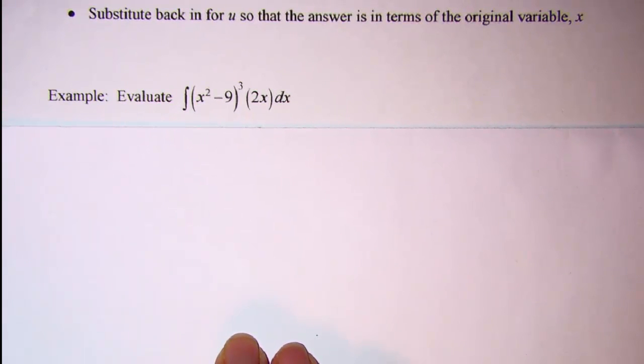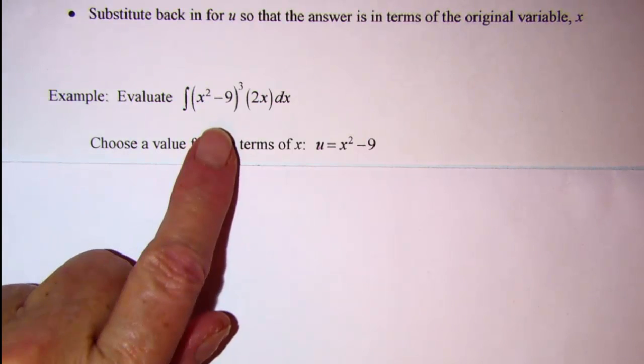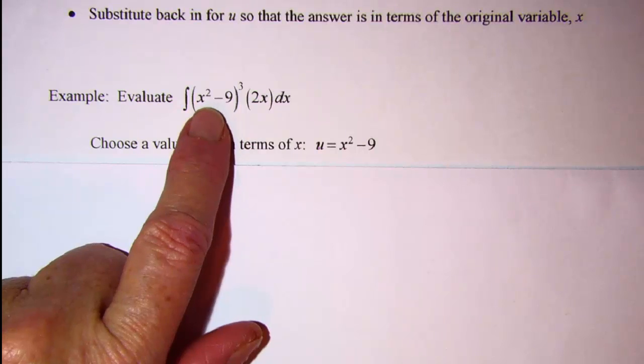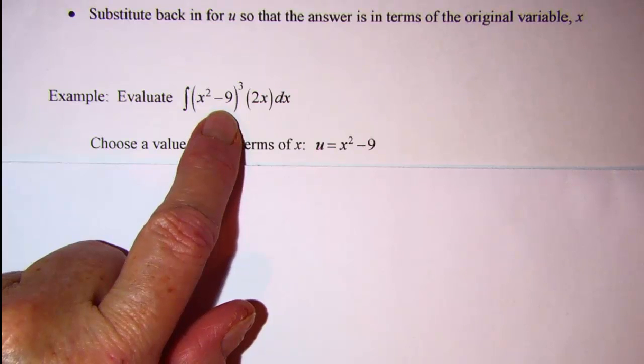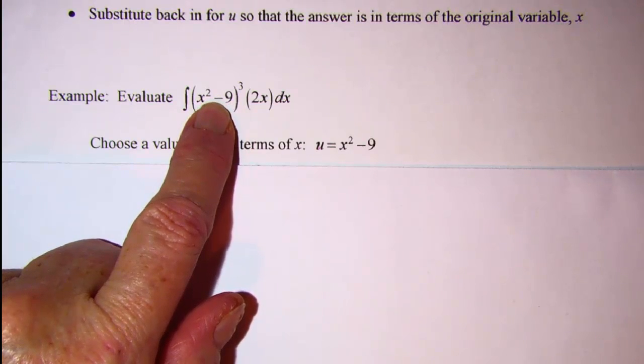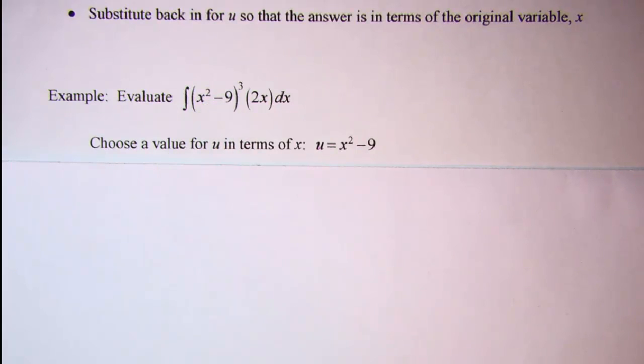The example that we'll be doing is to evaluate the integral of the cube of x squared minus 9 times 2x dx. So our first step is to choose a value for u. All we have to use is the power rule, so we need to let the expression inside the parentheses, the quantity being raised to the third power, be our u value. So u is equal to x squared minus 9.